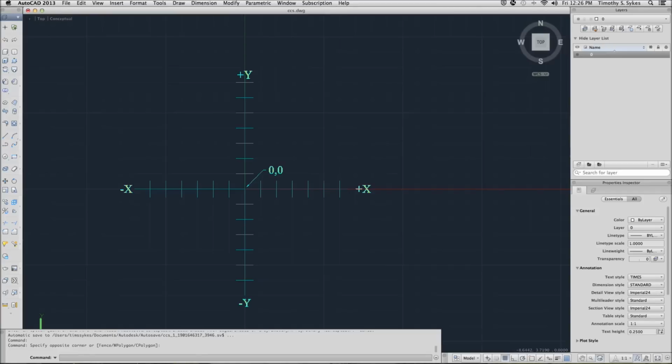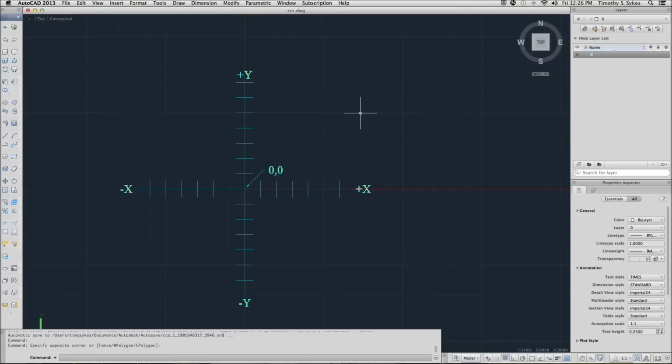This is a combination of three exercises: 2-4-1A using absolute coordinates, 2-4-2A using relative coordinates, and 2-4-3A using polar coordinates. We'll begin with 2-4-1A, absolute coordinates. I'm in drawing CCS, located in the Steps Lesson 2 folder. My dynamic input and my polar tracking have both been toggled off.